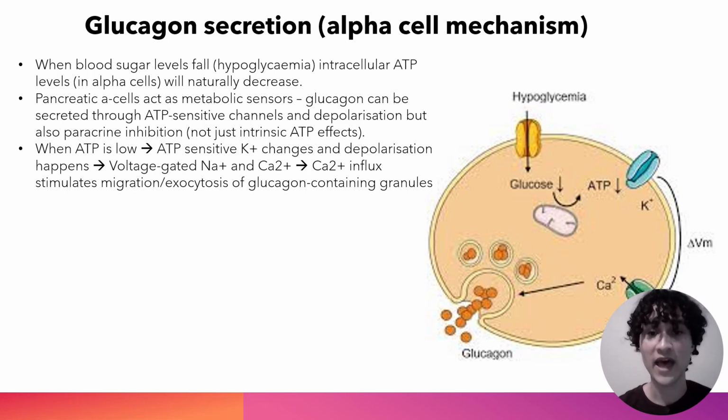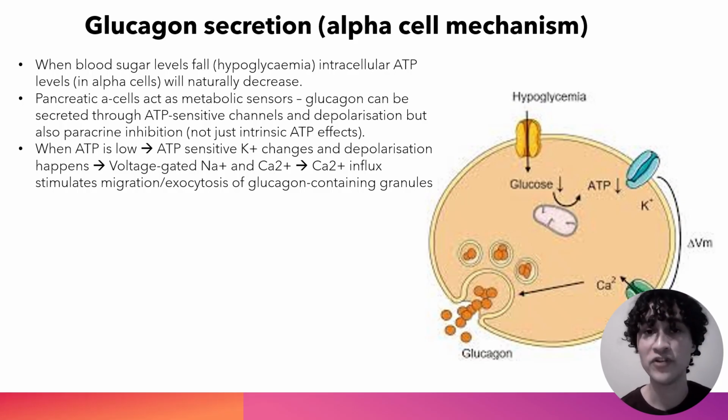so ATP levels are going to fall. Those ATP sensitive channels, again, they will close, and there will be depolarization, and this allows for the opening of these sodium gated and calcium gated ion channels, and it allows for that calcium influx, and it facilitates cell-mediated exocytosis of glucagon.